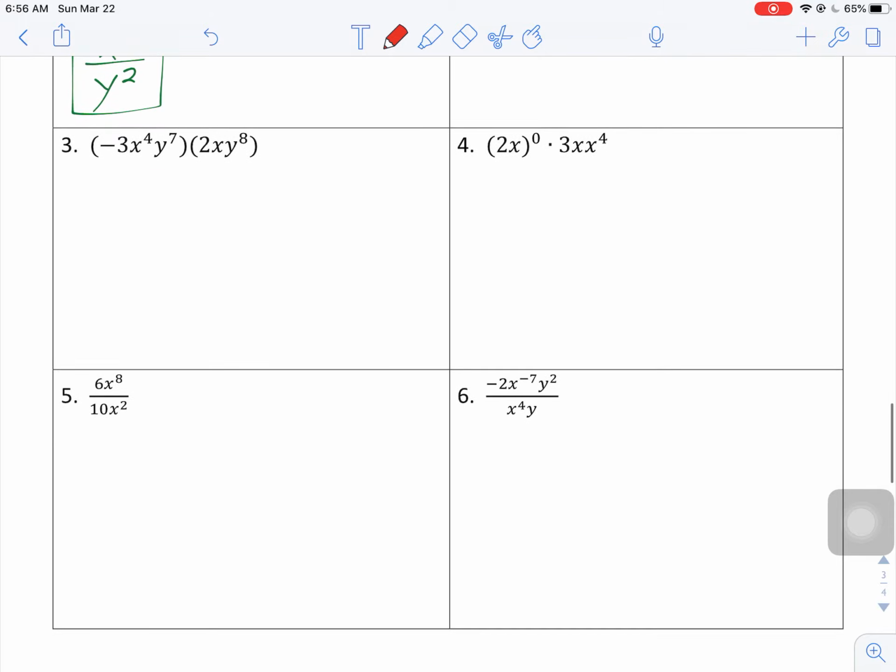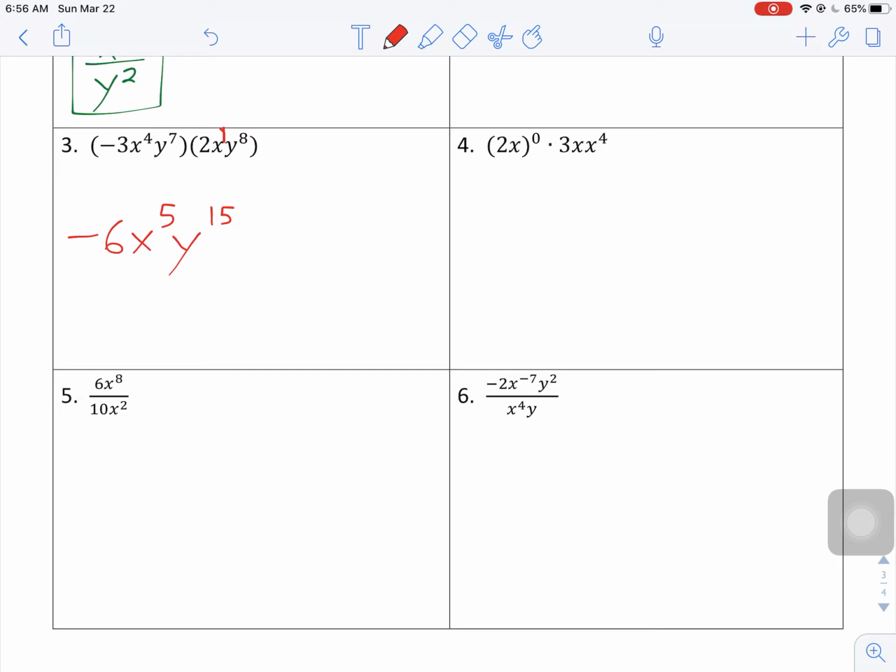On number 3, I'm multiplying. So the coefficients get multiplied like normal. Negative 3 times 2 is negative 6. On that x in the back, there's an invisible 1 there. So when multiplying like bases, add the exponents. 4 plus 1 is 5. On the y's, 7 plus 8 is 15.